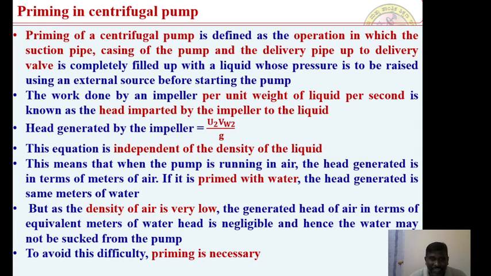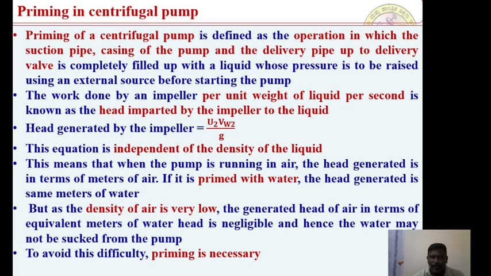Technically, what do we mean by priming? Why is the priming required? The work done by an impeller per unit weight of the liquid per second is known as the head imparted by the impeller onto the liquid. So what is the head generated by the impeller? It is U2 Vw2 by g. Just see this equation. This equation is independent of the density of the liquid.